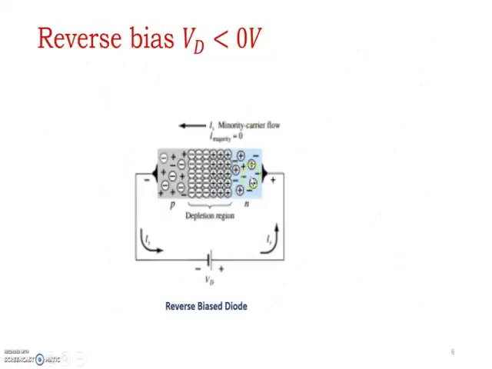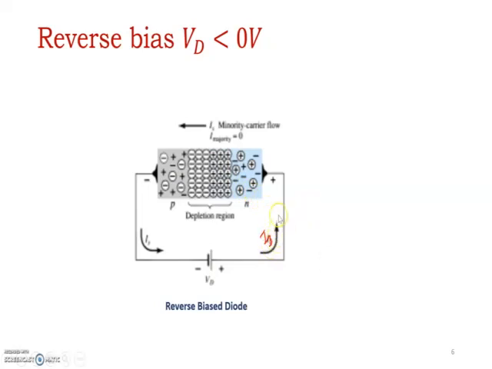Again I will explain. In the n side we have very few positive carriers, that's holes. In the p side, very few electrons, the minus symbol, they are the electrons. These holes will be attracted towards the minus terminal. These minority electrons in the p side will be attracted towards the plus terminal. So they will be flowing. This current is called IS, your reverse saturation current.